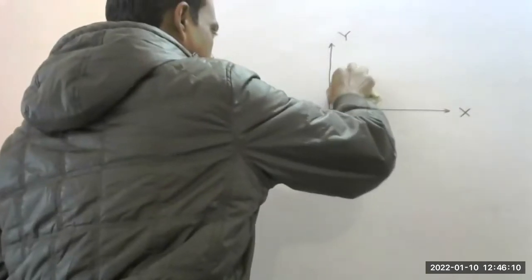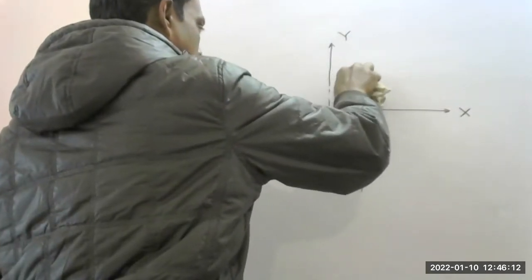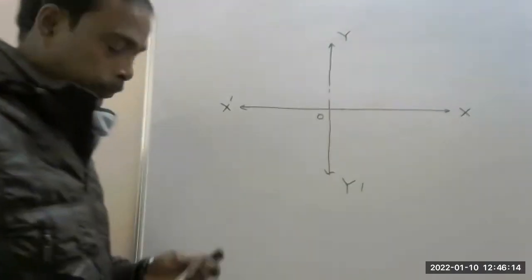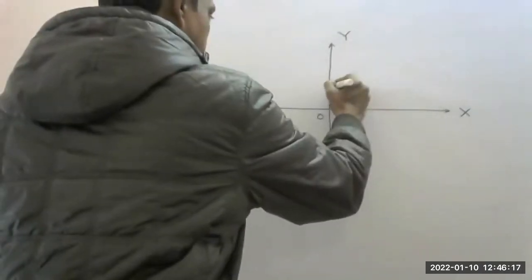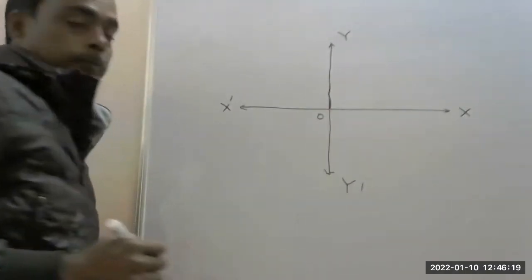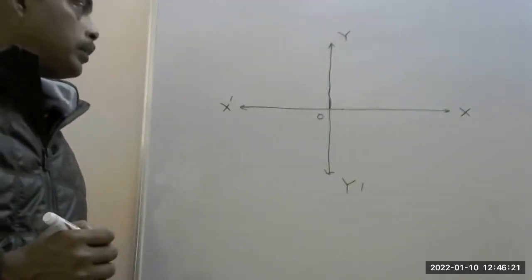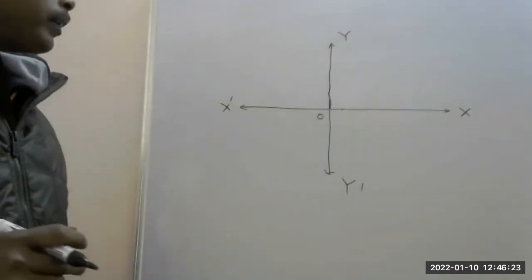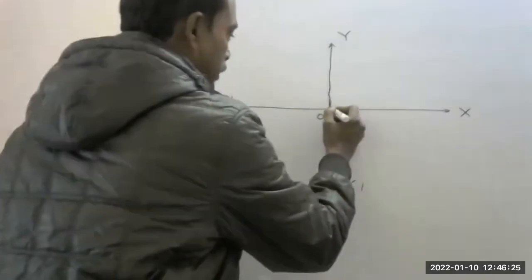Now look at here. In the first quadrant, all are positive, sir. Look at here. In the first quadrant, all are positive. Just try to listen to me. All will be discussed here.